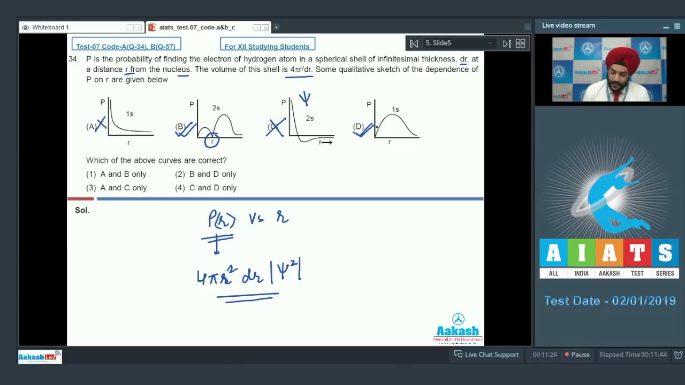So the examiner seems to be interested in the curves which are correct. So we can see that the curves given in B and D are correct, and we have to select option 2 as the correct answer to question number 34. Let us look at the next question.